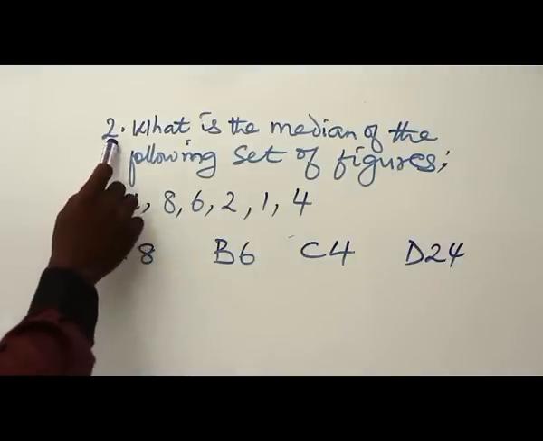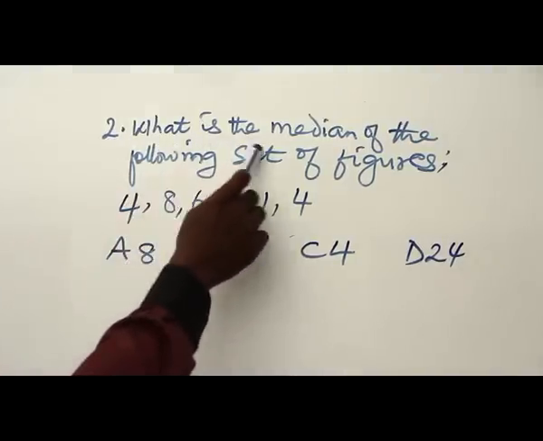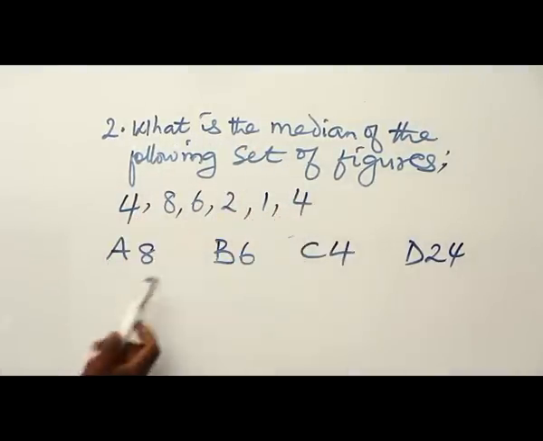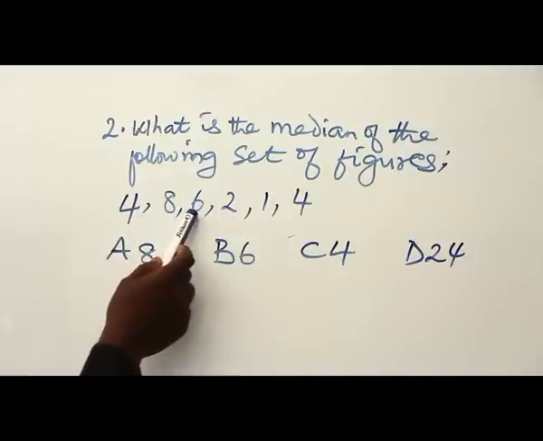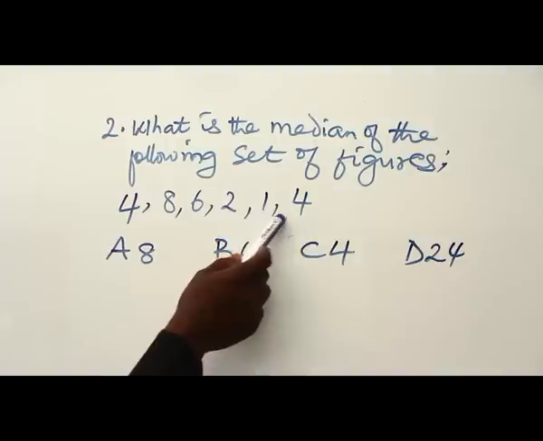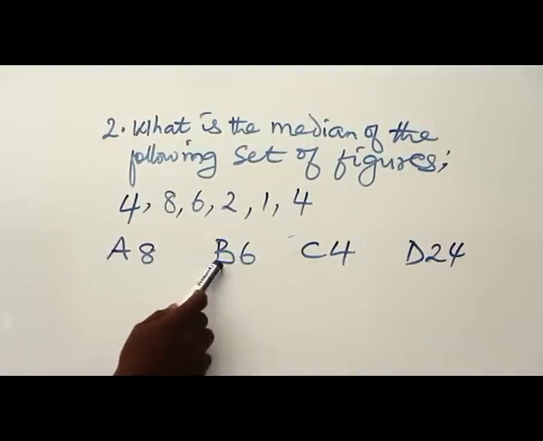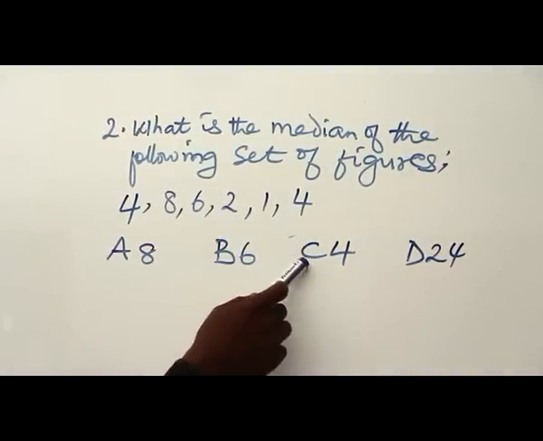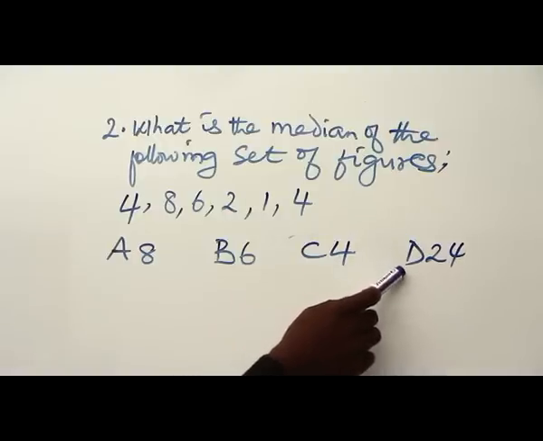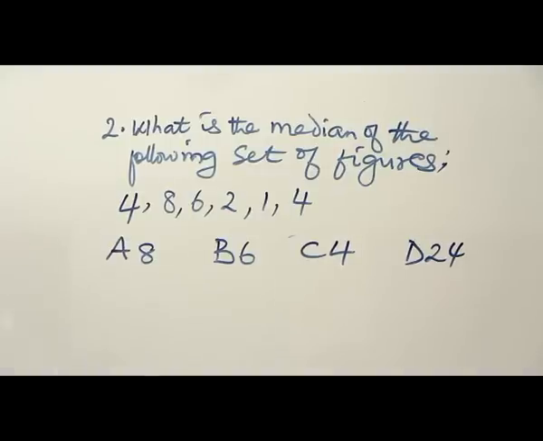Question 2, or example 2. What is the median of the following set of figures: 4, 8, 6, 2, 1, 4. Options: A 8, B 6, C 4, D 24. Solution.